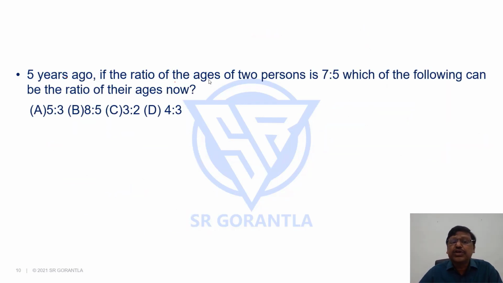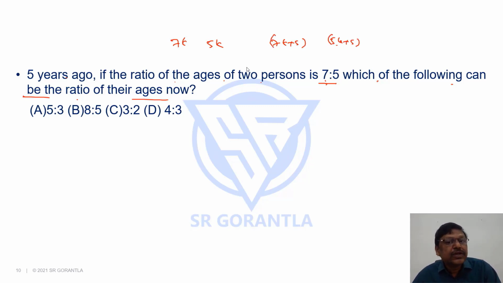5 years ago, if the ratio of ages of two persons is 7 is to 5, which of the following can be the possibility for the ratio of their ages now? Now, 5 years back, if the ratio is 7 is to 5, let their ages be 7k and 5k. So today means you will be adding the same number: 7k plus 5 and 5k plus 5. Right? So now what can this ratio be? If you observe, you are adding the same number to both the terms here. Why? Because from 5 years back to today, each person will increase by 5 years.